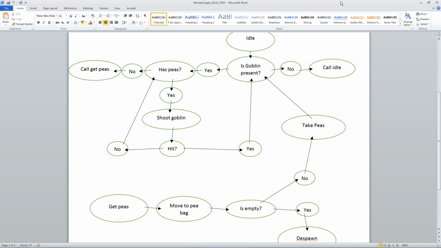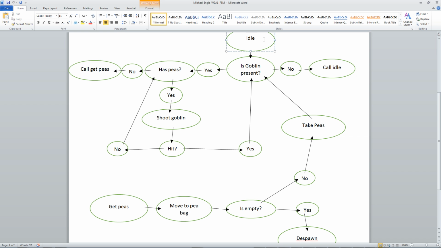This is a good example of a sort of flowchart, a finite state machine that demonstrates a misunderstanding of the way finite state machines work. There are two parts. There are states, and idle would be an example of that, and there are transitions.